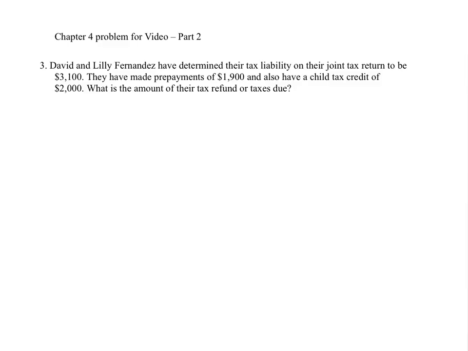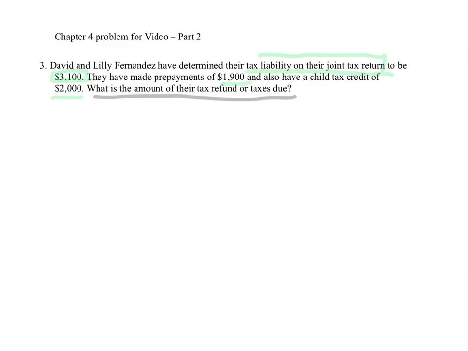So in this problem, we are trying to find out what is their tax refund or tax due at the end of the year. And this time we're given kind of a different group of information. All right, so let's talk about what we have. So we've got David and Lily, and we are given their tax liability on their joint tax return. So this tells us that they're married filing jointly, okay? And their tax liability on their joint tax return is $3,100. They've got prepayments, and they have a child tax credit of $2,000. What is their either tax refund or taxes due?